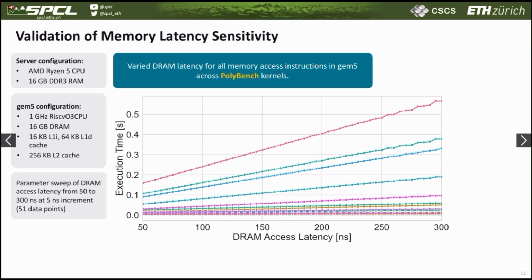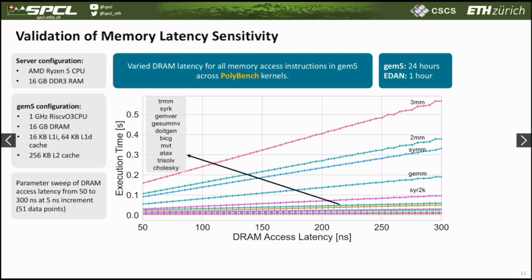And now we can rank how sensitive an application is to this latency increase, basically by ranking them by the steepness of this line, right? If the line is flat, that means even if we increase the latency, the application runtime didn't change. If the line is very steep, then that means the application is very sensitive. And this steepness is exactly our lambda parameter. So here we also annotated which kernels they are. And we can see that in EDAN, this analysis took only 1 hour. In Gem 5, this took about 24 hours.